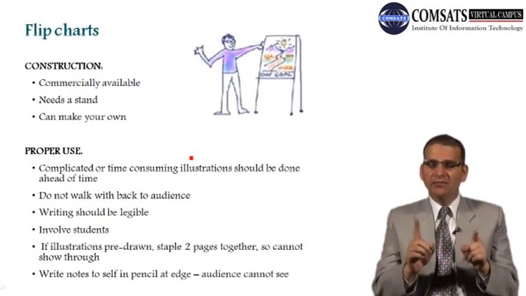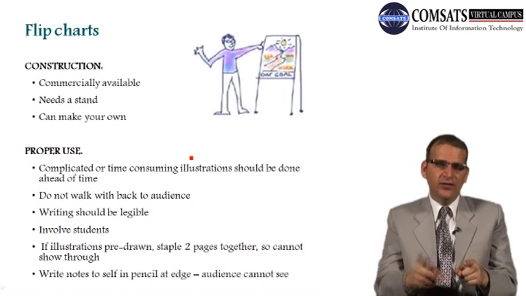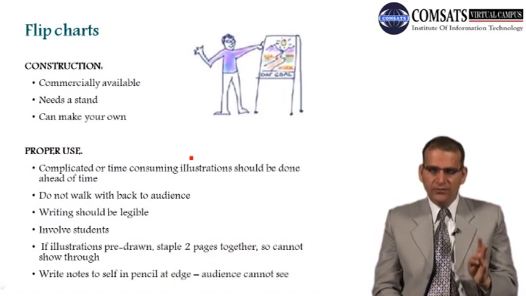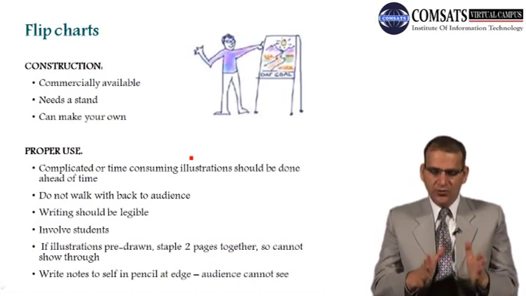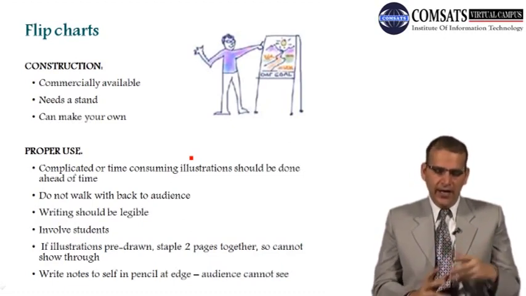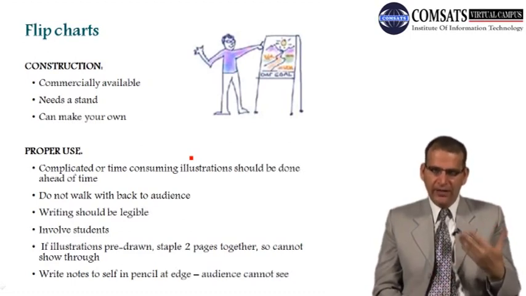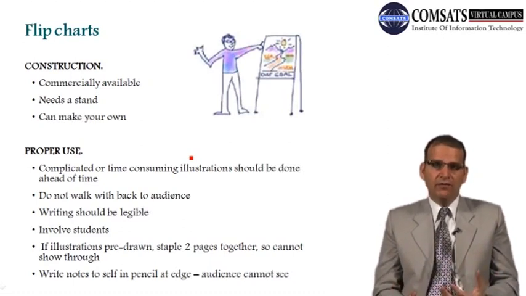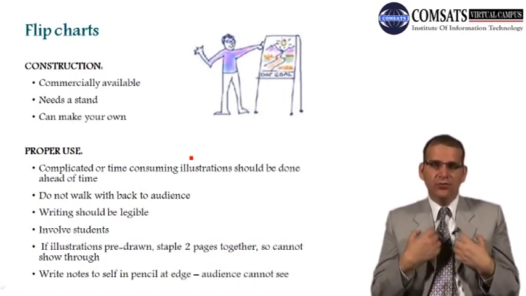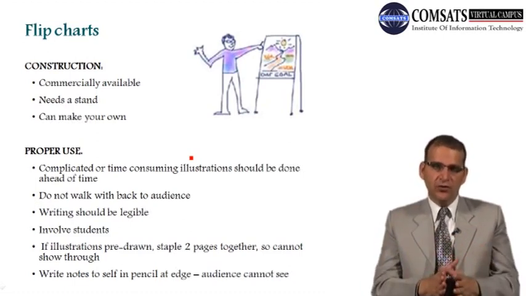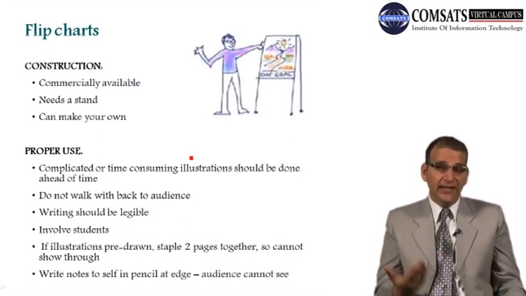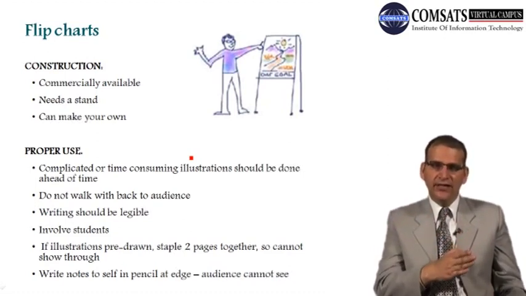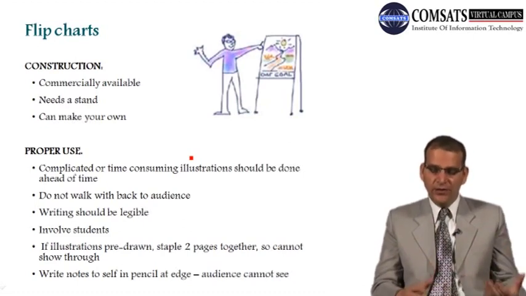Involve students. Once you are using this flip chart, try to involve them. When you are writing on the board, ask students, please have a look at this picture, so they would be involved. If illustrations are pre-drawn, staple 2 pages together so they cannot show through, right? And then write notes to self in pencil at the edge, which the audience cannot see. For example, if you have planned to use a flip chart in the class, you can write small points with lead pencils on the corner, right? So that the audience could not see, and that would be a support for you.